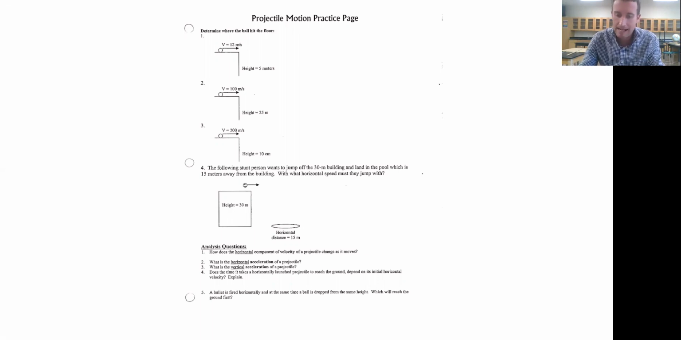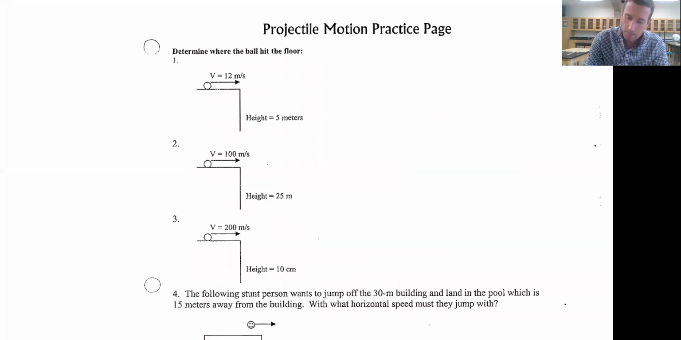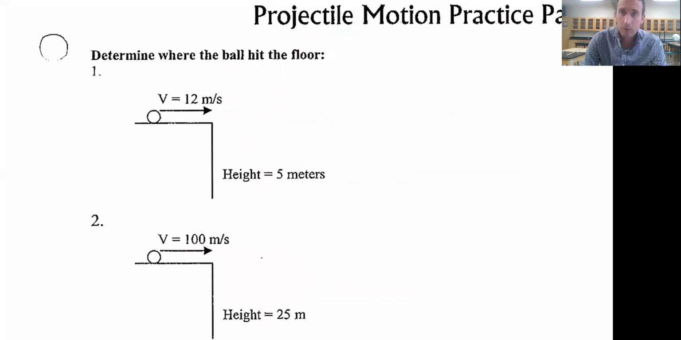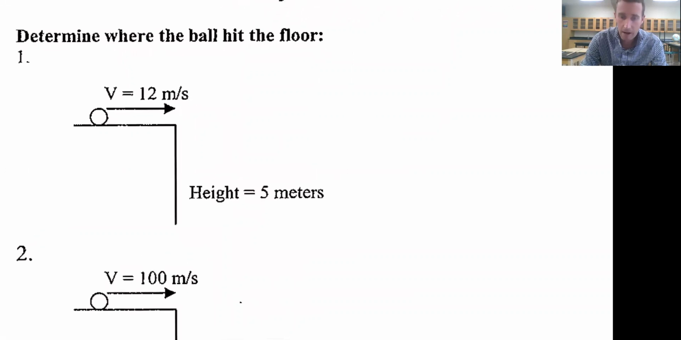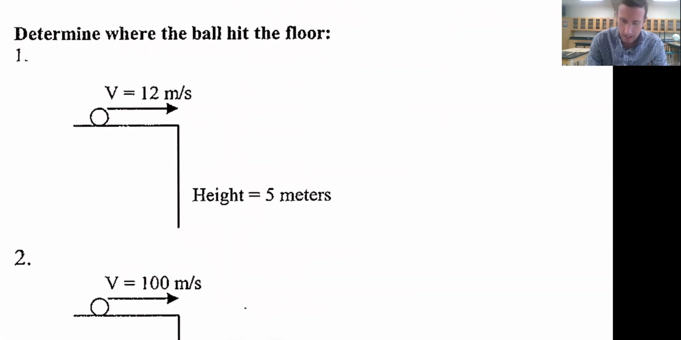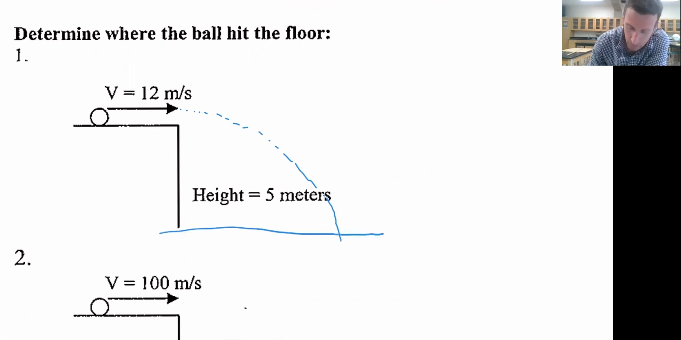Okay, so this is kind of a classic problem. So let's go through and see what we can do. So we're going to determine where the ball hit the floor. I'm going to start by figuring out my needs and my givens. So I've got my diagram here, and I know what's going to happen is the ball is going to come off and come down like this, and then it's going to hit the floor. Here's the floor. I'm going to assume it's flat, and I want to know how far is that.